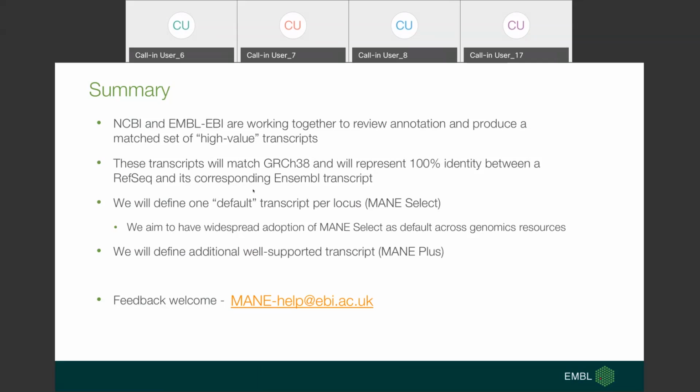The first phase of this is to define the MANE Select to be a default, a canonical, and then we will start defining additional well-supported transcripts for the clinical and for any community, for reporting or any particular use cases. And then I'm putting this here, MANE help at ebi.ac.uk.